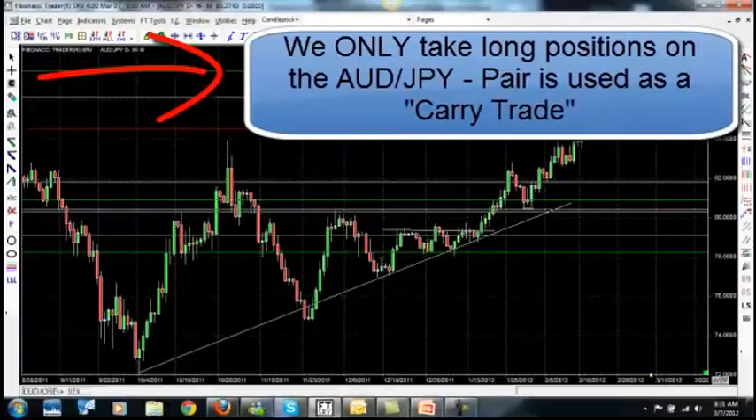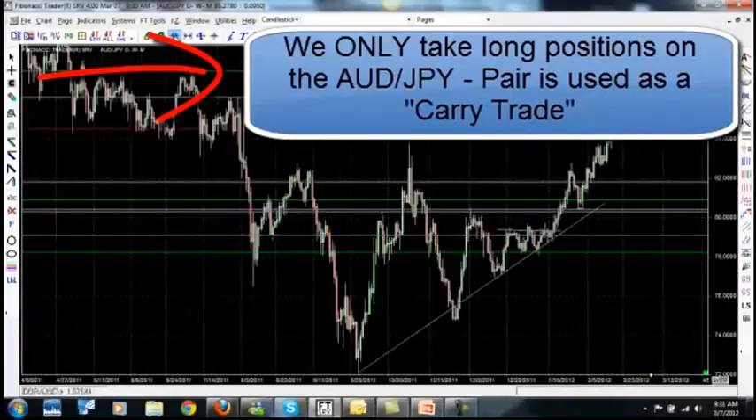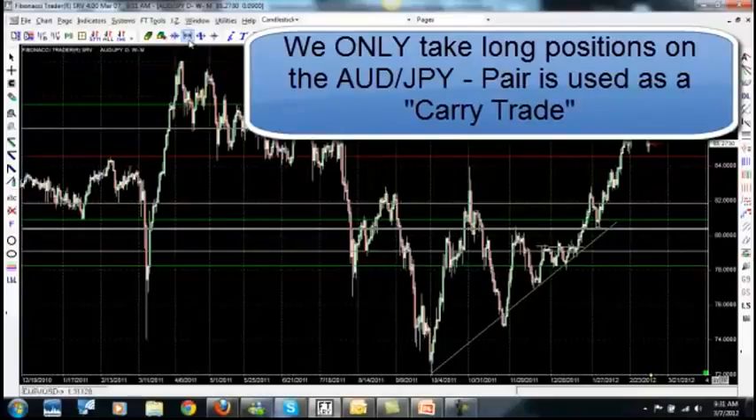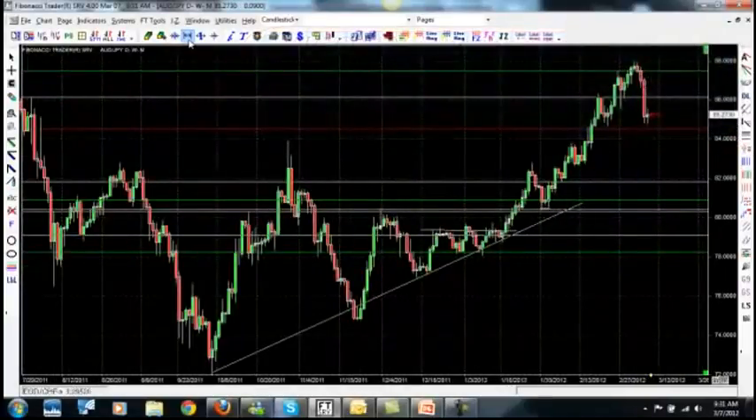And one thing about the Aussie yen, we only take long positions. That means we only buy. Ultimately, this currency pair, and I'll show you, I'll back off these charts. Eventually, it goes through corrections just like anything else, right? But long term, there is what we call overnight interest rate differentials that many Forex brokers pay. And you see that, like up here, this is the Aussie yen, right? Now, when we buy this pair, we're buying Aussie dollars and selling yen.